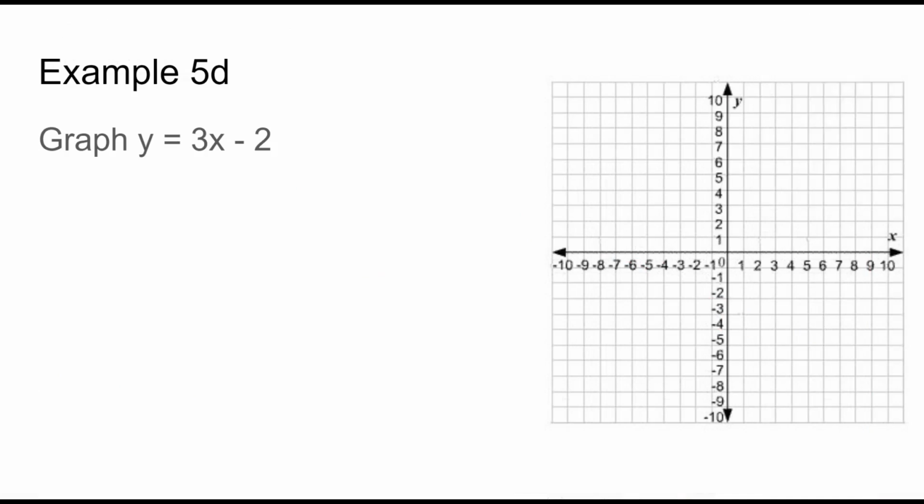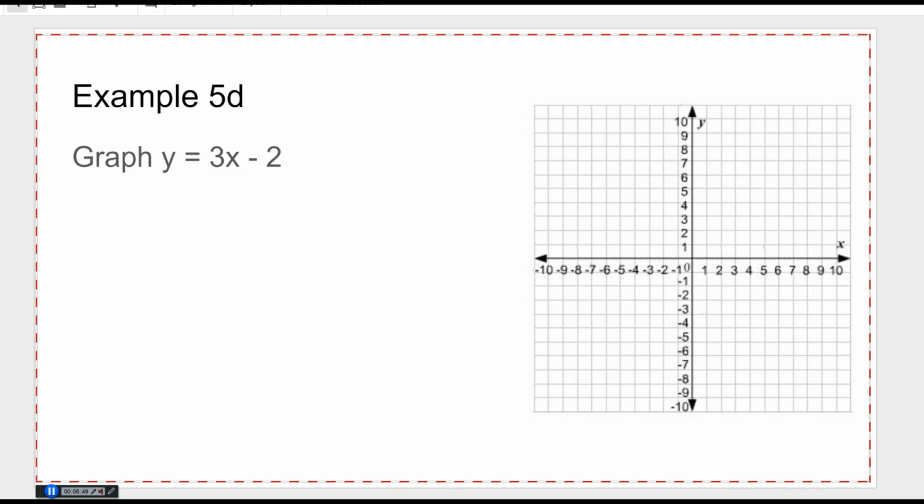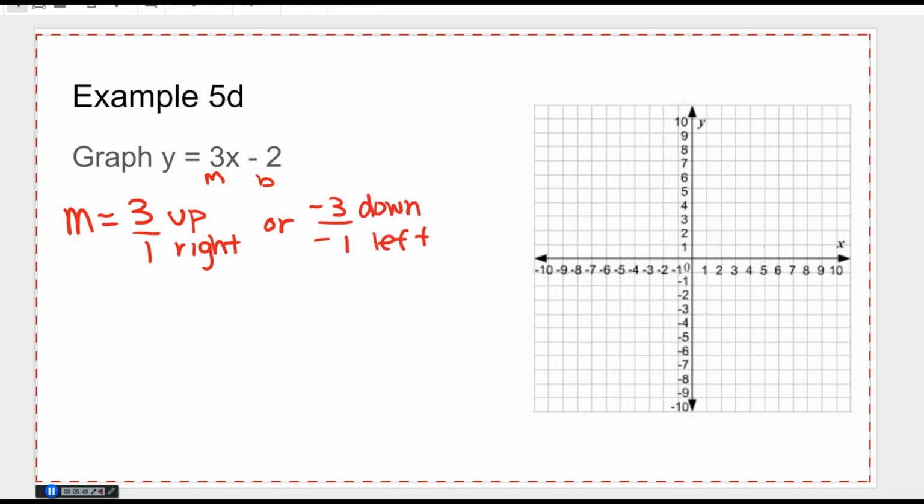All right. Moving on to the last problem where they give us y equals mx plus b. Our m is 3. Now again, it doesn't look like a fraction. We want to make sure that we write it over 1. So it's going to be up and to the right, or both positive, make them both negative, down and to the left. The b is -2.